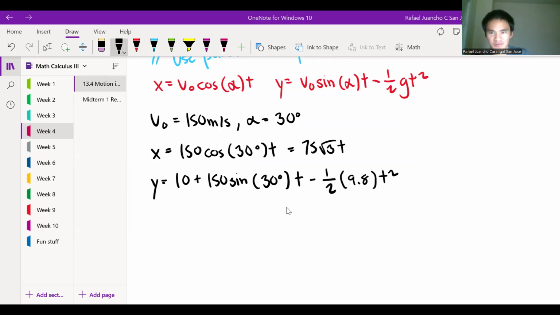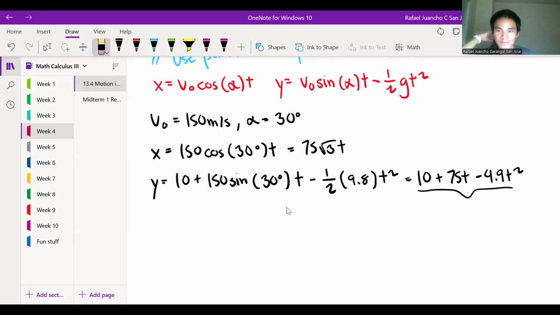And then my y is going to be, well, we have a 10. We add 75t, and then we subtract 9.8 divided by 2, 4.9 t squared. So apparently this is quadratic. This is a parabola. So that's interesting.